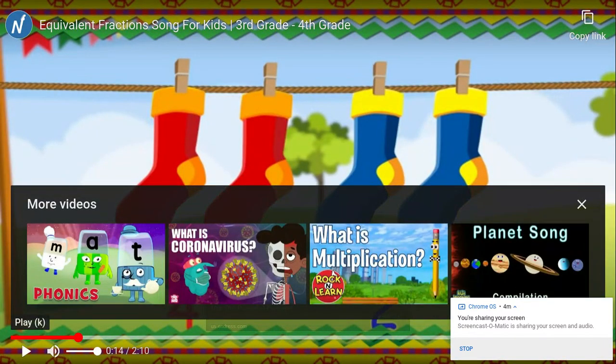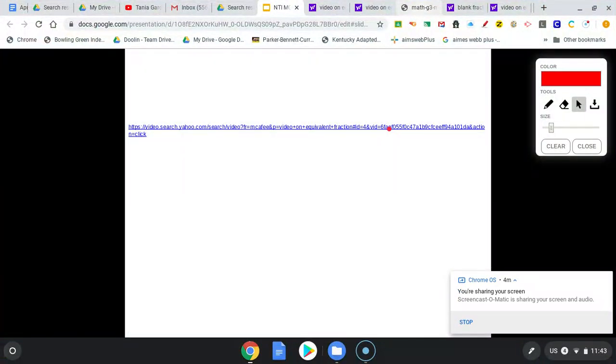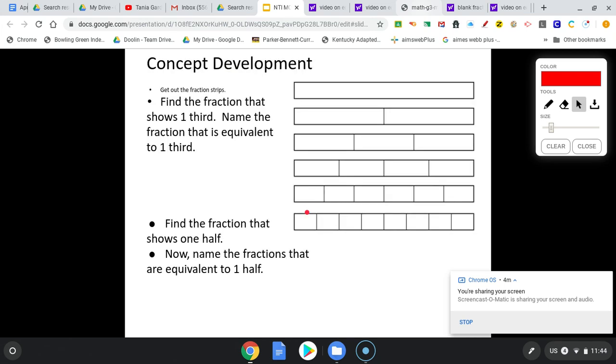Okay, boys and girls. So as I said, we are going to be working on equivalent fractions again today. We are using models, fraction models, to compare those fractions. So we are learning to generate simple equivalent fractions by using visual fraction models and the number line. You need to get out your fraction strips because we're going to be using those throughout the lesson today.